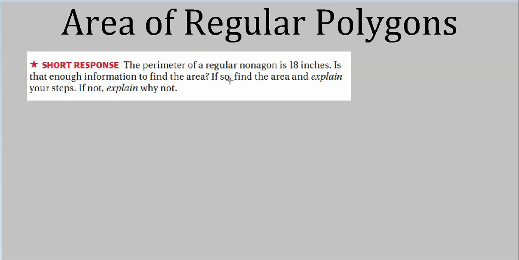And all they gave us was the perimeter, which is 18 inches. Well, I'm not sure the fact that it's a nonagon is all that important. Can we figure out the area of a regular polygon if we know how many sides it has and the perimeter? I think the answer to that more general question will be answered if we try it with just one particular one. In this case, a nonagon.